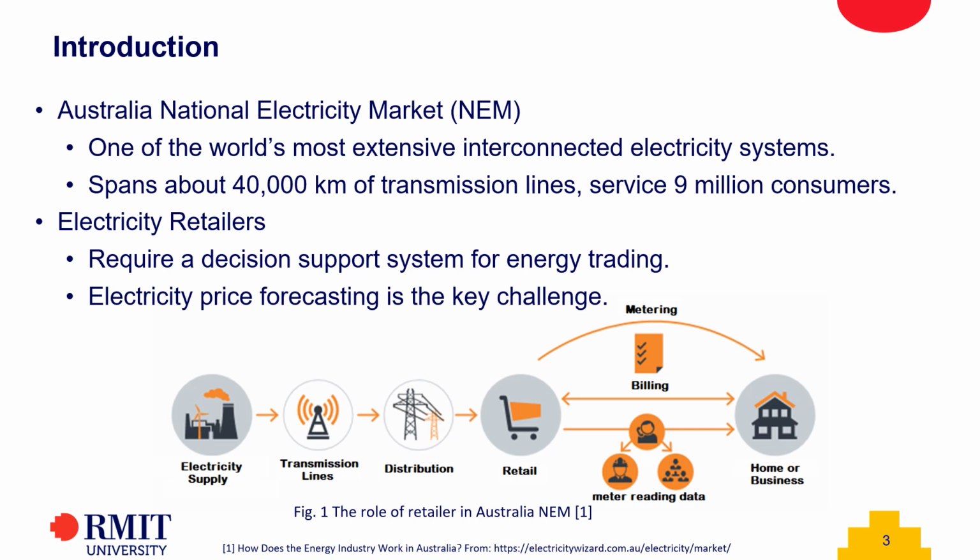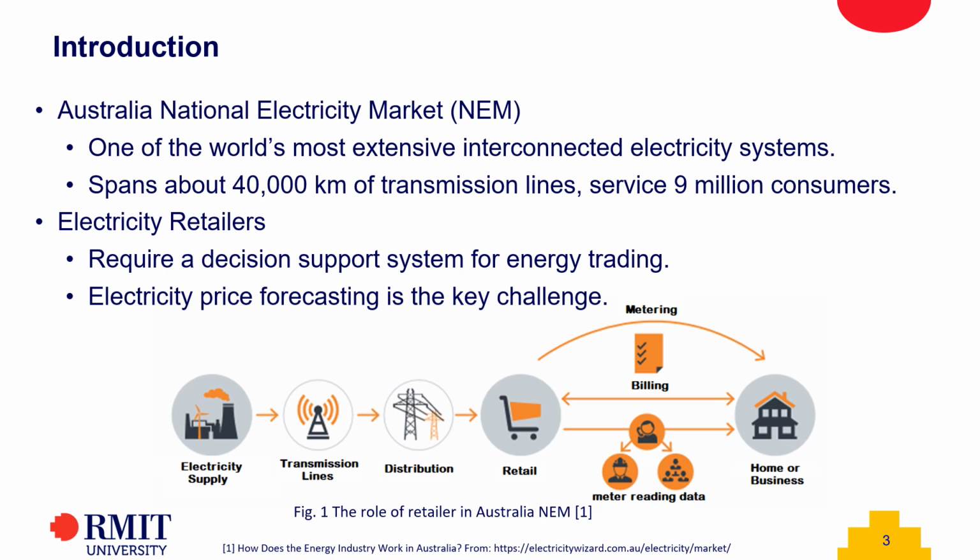In Australia, electricity is mostly generated, traded, and distributed through markets set up to match supply and demand. The National Electricity Market, or NEM, plays this key role for the eastern and southern parts of Australia. It is one of the biggest connected electricity systems in the world, with around 40,000 kilometres of transmission line, and it serves about 9 million customers.